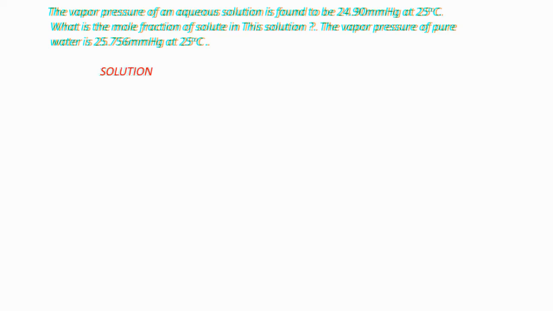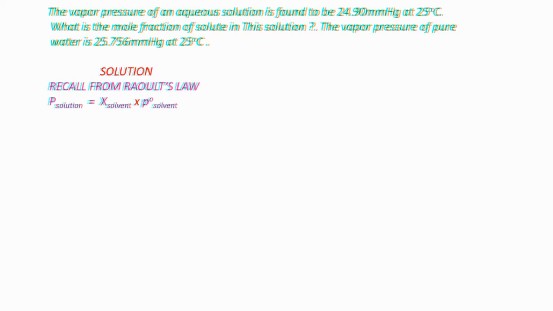Now let's go to the solution. Now we'll be using Raoult's law or Raoult's equation to solve this question. From Raoult's law, recall that P solution is equal to X solvent times P naught solvent. And then in the question, let's take some parameters. Let's look at our formula and our question. Now, P solution, X solvent, P naught solvent.